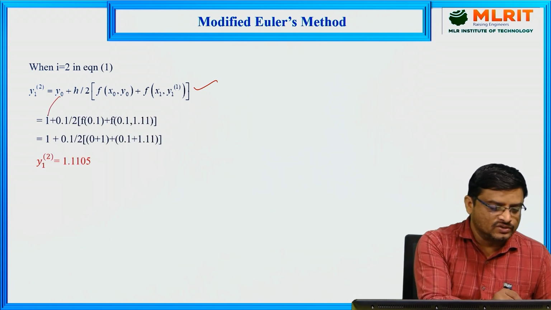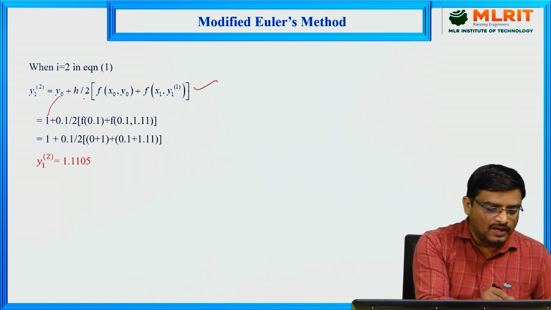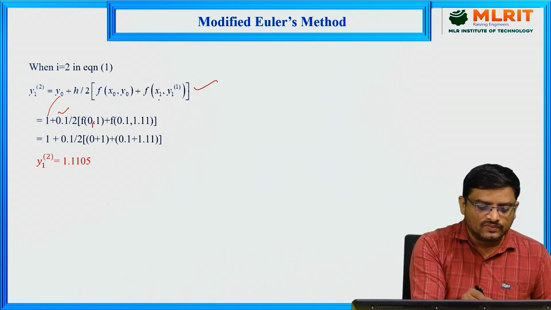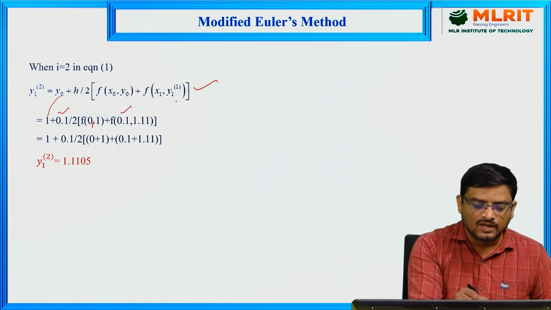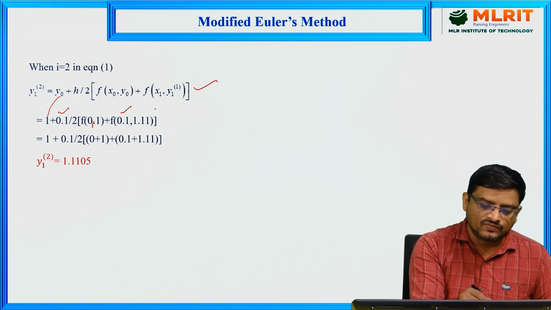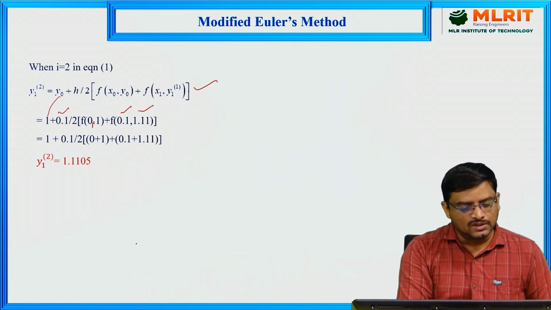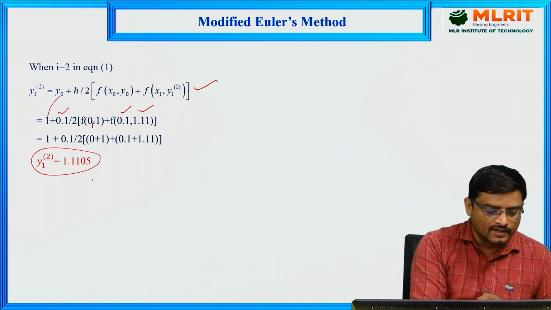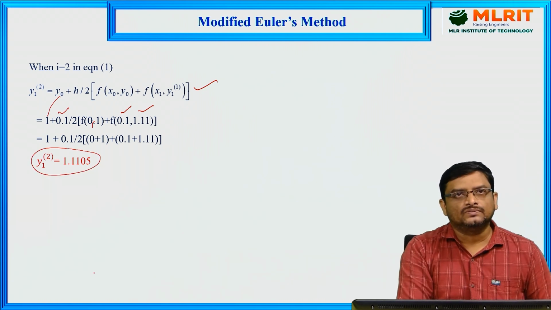In place of y0 I have taken 1, and h we got 0.1 by 2, and f of 0 comma 1, x0 is 0 and y0 is 1, and x1 we have taken as 0.1, and we got its previous approximation of y1 is 1.11. Now simplify this, we will get our second approximation of y1.